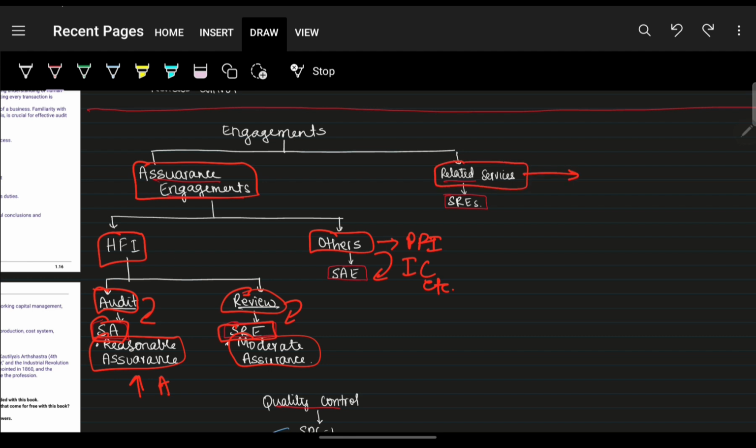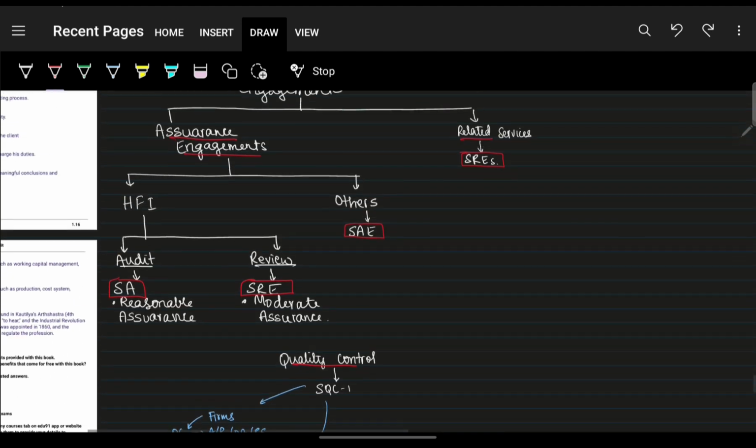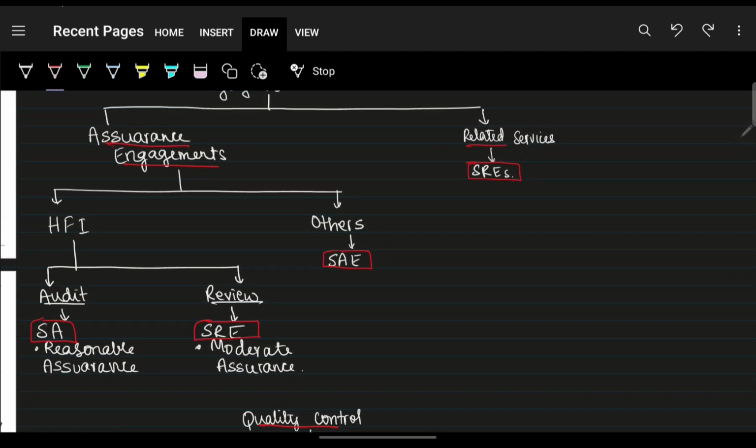What does related services mean? Here it could be making reconciliations, or any other agreed-to services. So these come under other related services. Next, those are governed by SRS, not SREs, it's actually SRS. Let me just change that over here also. So it is governed by standards on related services.